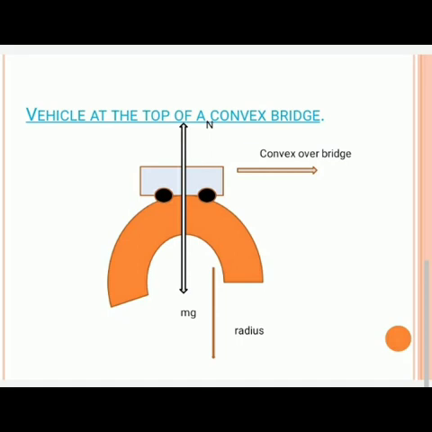As the speed keeps on increasing, the normal reaction N goes on decreasing. Therefore, the final value for N turns out to be 0, and the V max at this particular point for the vehicle is represented by root Rg.